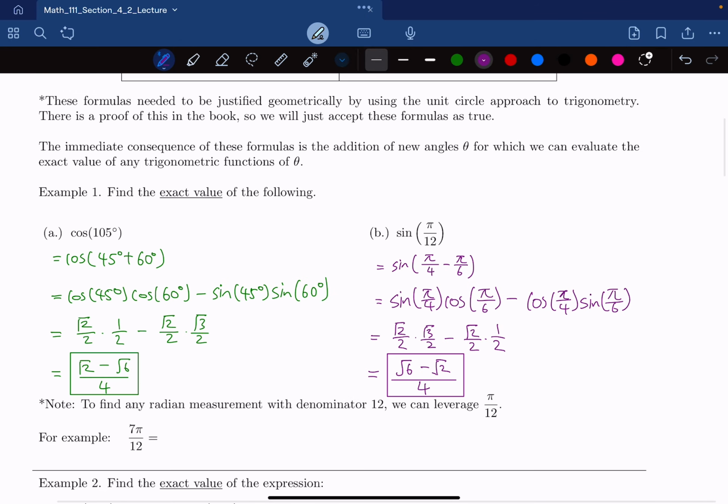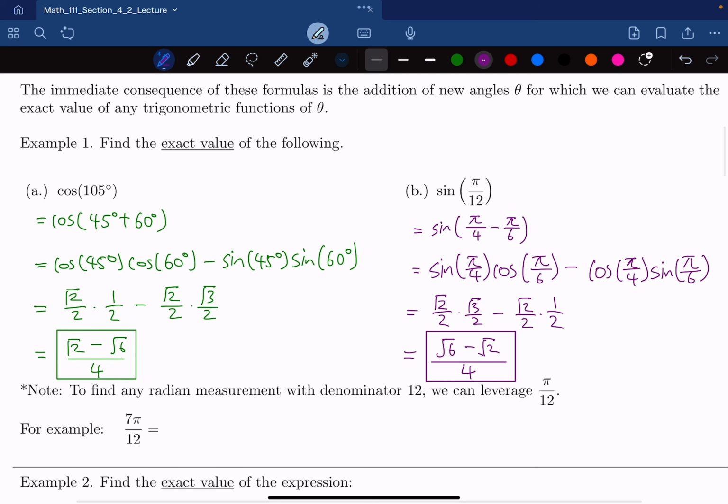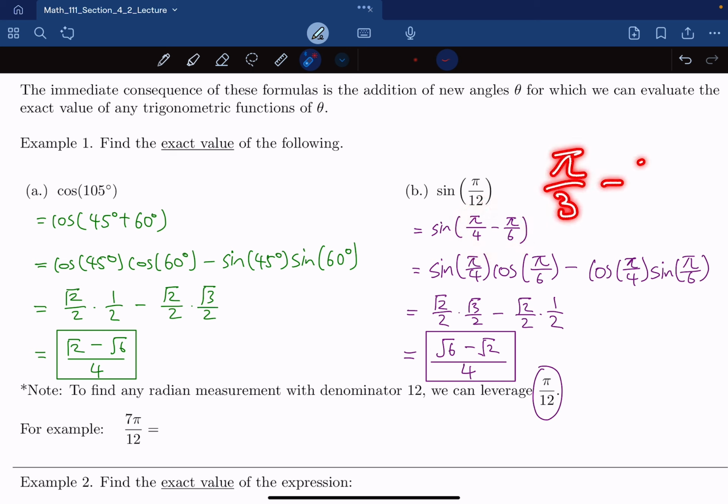Now, in general, how do we deal with radians with a denominator of 12? Basically, we leverage this relationship, right? Pi over 12 is equal to pi over 4 minus pi over 6. Where again, if you want to, you can go ahead and do pi over 3 minus pi over 4. Both work; this one is just going to come out in a more straightforward way.